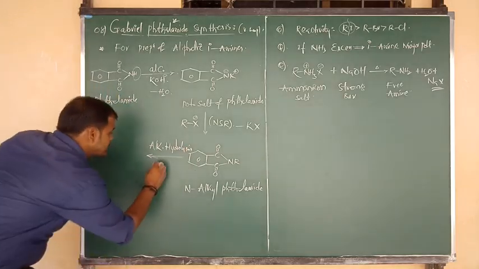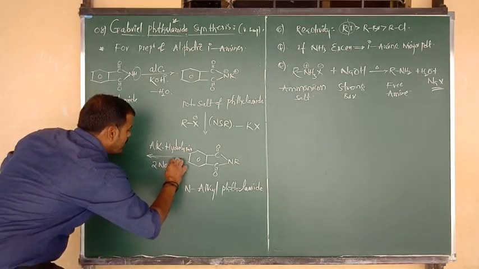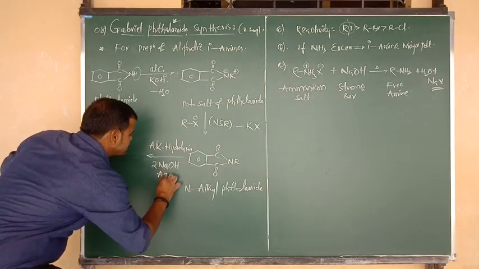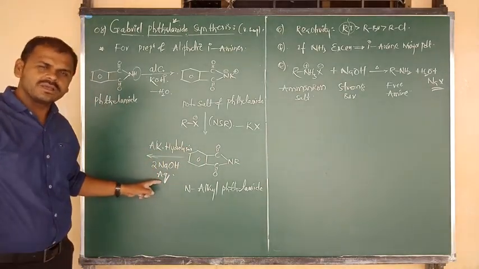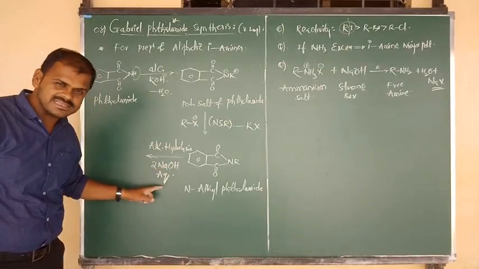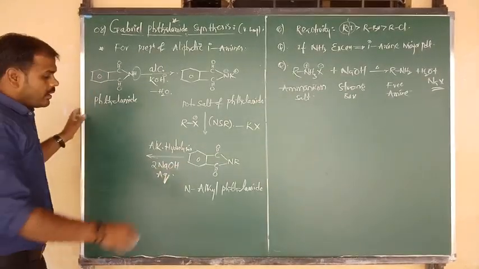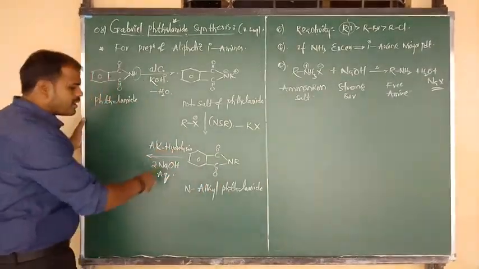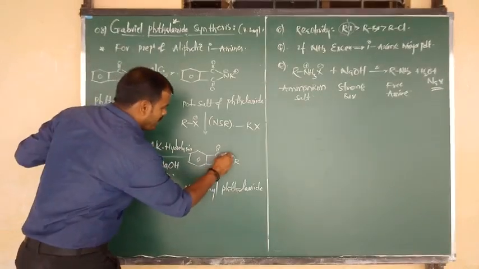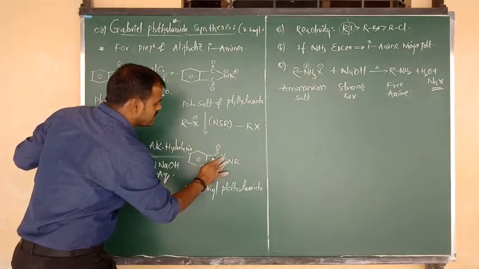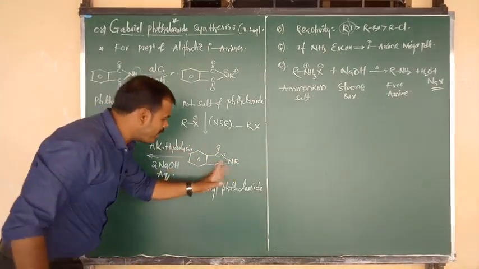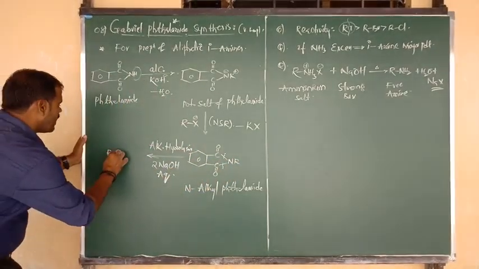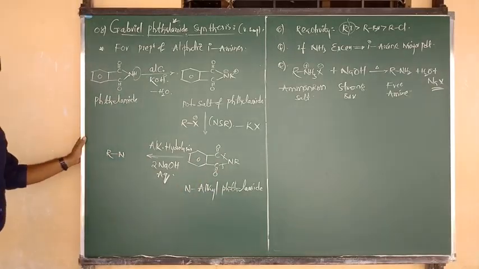Alkaline hydrolysis takes place by considering 2 moles of aqueous NaOH. So by taking 2 moles of aqueous NaOH, nothing but alkaline hydrolysis. Here, N-alkyl phthalimide upon alkaline hydrolysis, bond breaking takes place between carbon and nitrogen. So R bonded to N. I am going to write that R bonded to N.